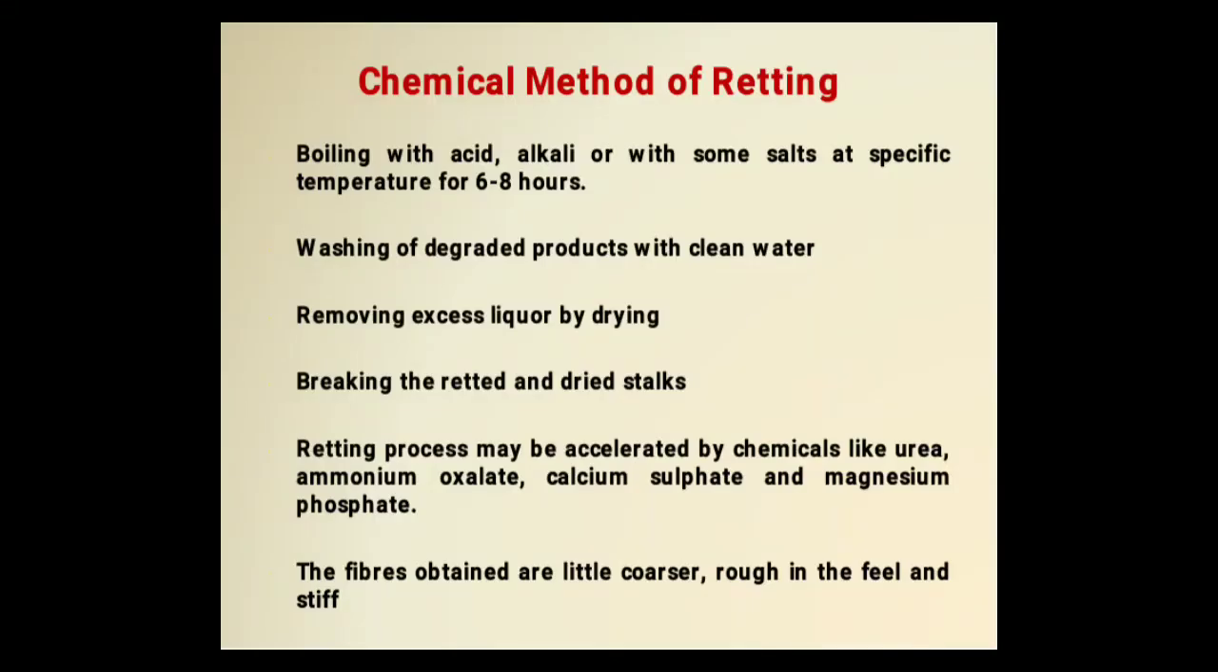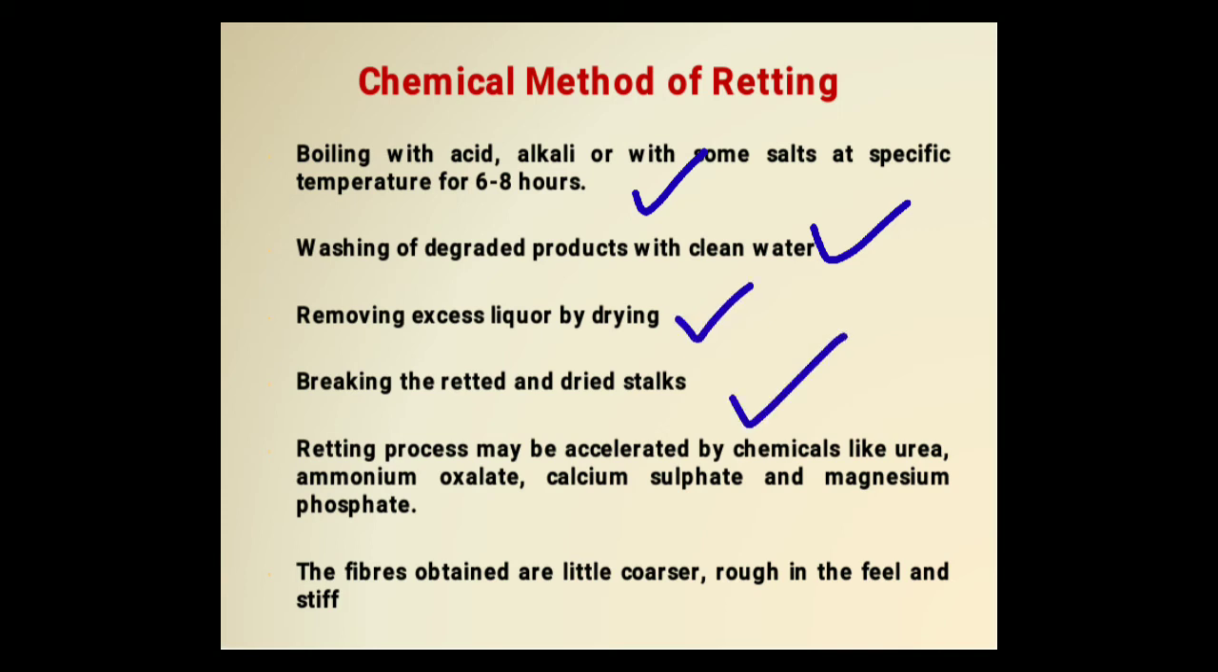Next, we will move on to the chemical method of retting. You see that boiling with acid: the stem is boiled with acid, alkali, or some salt at a specific temperature for 6 to 8 hours. Then washing of degraded products. You will wash the degraded product with clean water. Remove excessive liquor, if any liquor is produced, by drying.